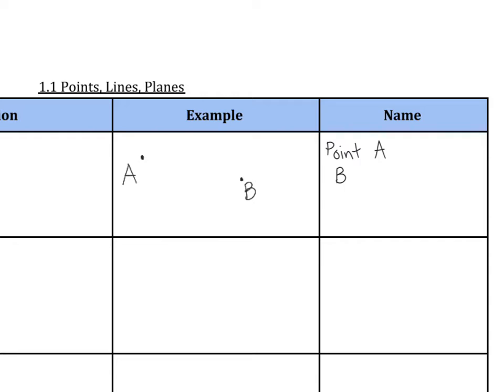All right, and just to summarize or make a general rule, we use a single capital letter to name our points. So that's a general rule. If we see a capital letter by a point, that's what we're going to use to name it.